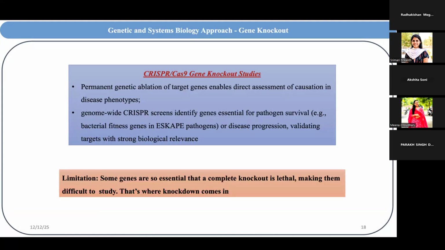Then the next technique is using genetic approaches. Genetic approaches: gene knockout and knockdown studies.